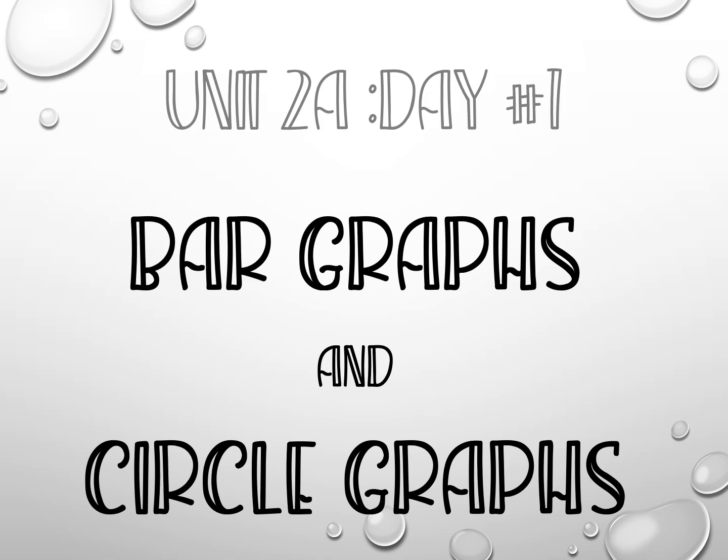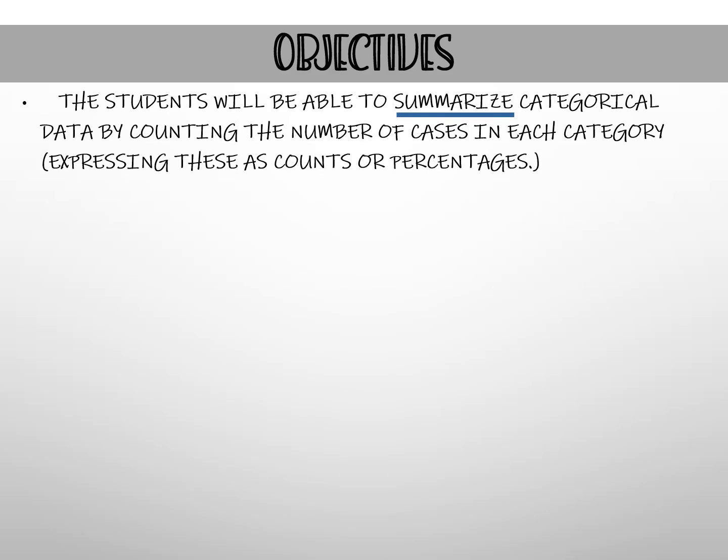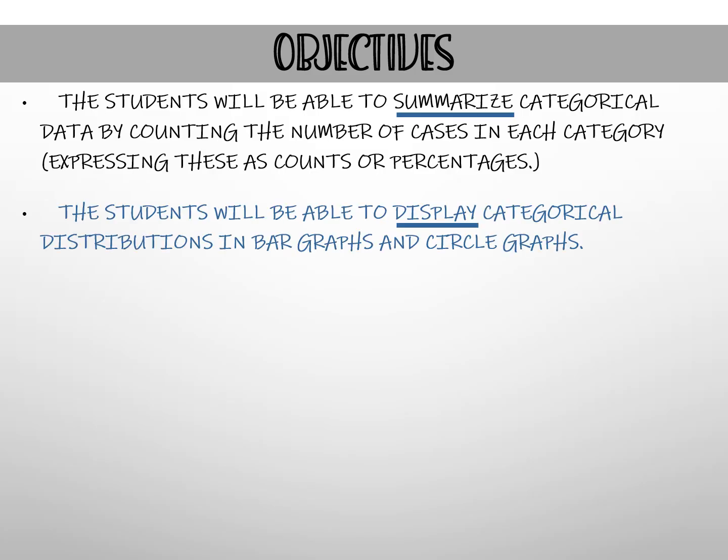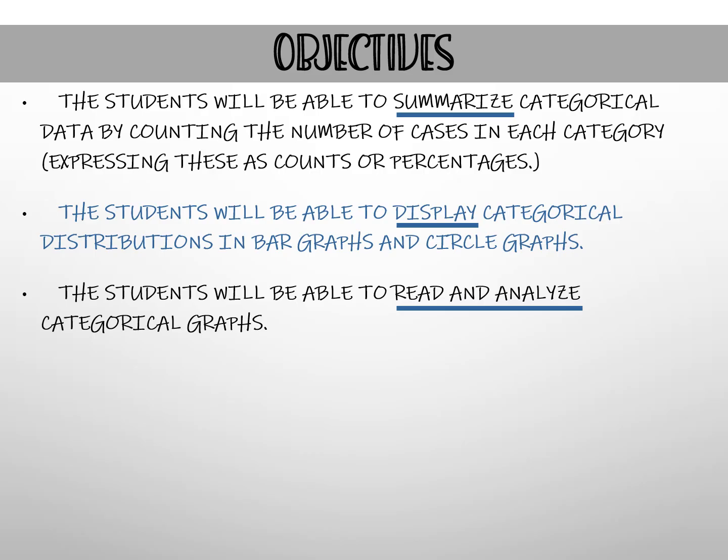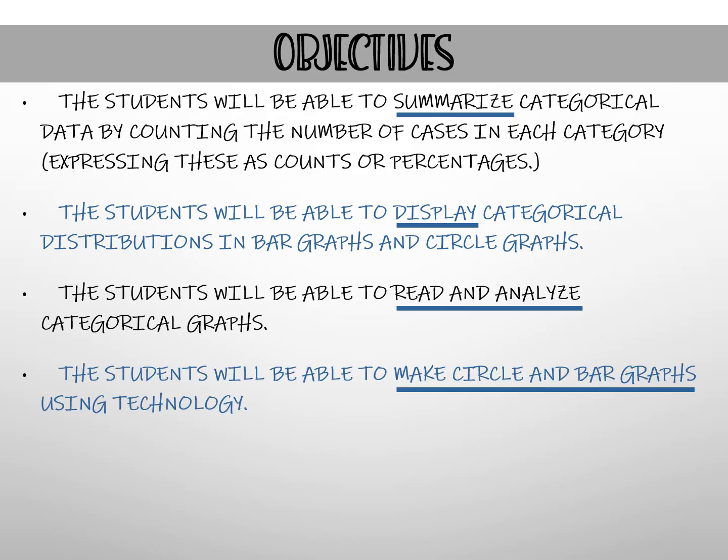Data displays, day 1, bar graphs and circle graphs. Objectives. The students will be able to summarize categorical data by counting the number of cases in each category, expressing these counts as percentages. The students will be able to display categorical distributions in bar graphs and circle graphs. The students will be able to read and analyze categorical graphs, and the students will be able to make circle and bar graphs using technology.